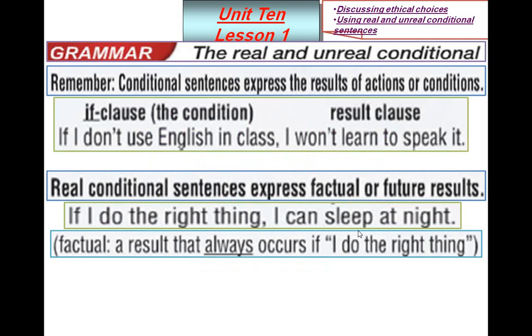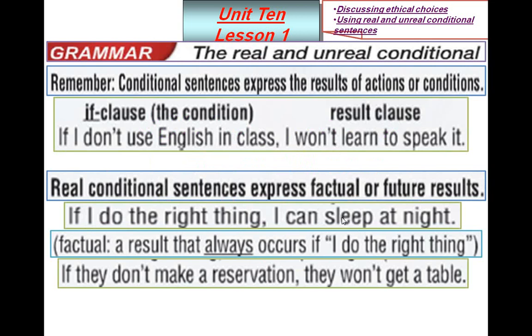As we say, we use the real conditional sentences to express factual or future results. Factual, that's a result that always occurs if I do the right thing. As we say here, if I do the right thing, I can sleep at night. If they don't make a reservation, they won't get a table. If we make it affirmative, if we say if they make a reservation, they will get a table, and that's a real conditional.